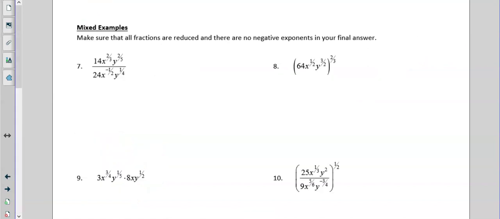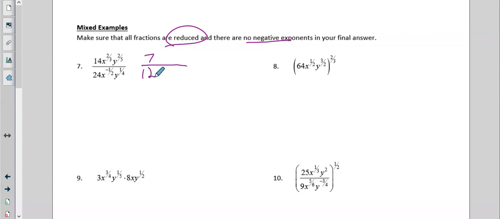Okay. Mixing it all up. Make sure all fractions are reduced, which I've already talked about, and no negative exponents. So, my number first. 14 and 24 both have a 2. So 7 and 12. 7's prime, so we're done.